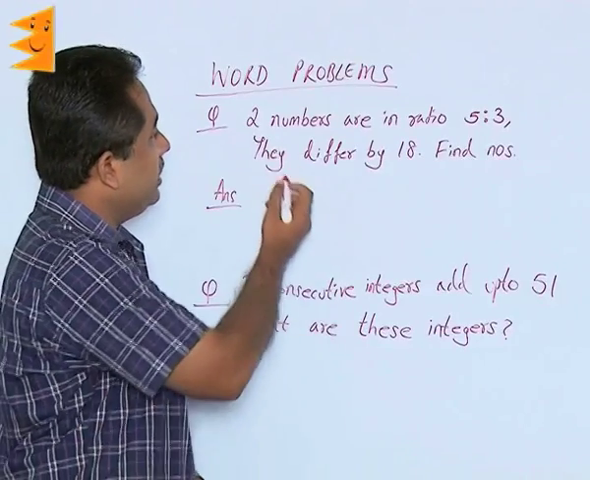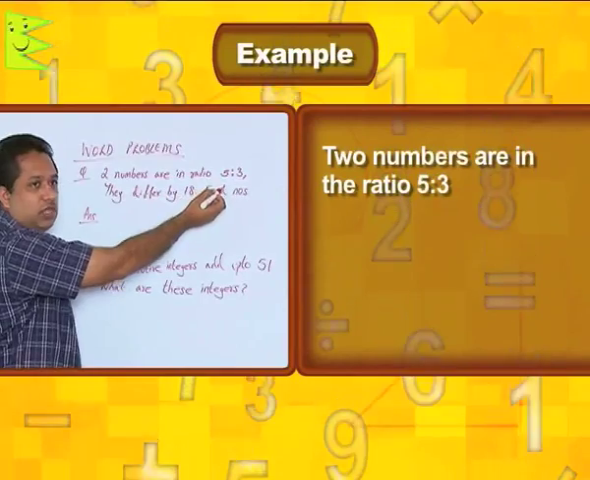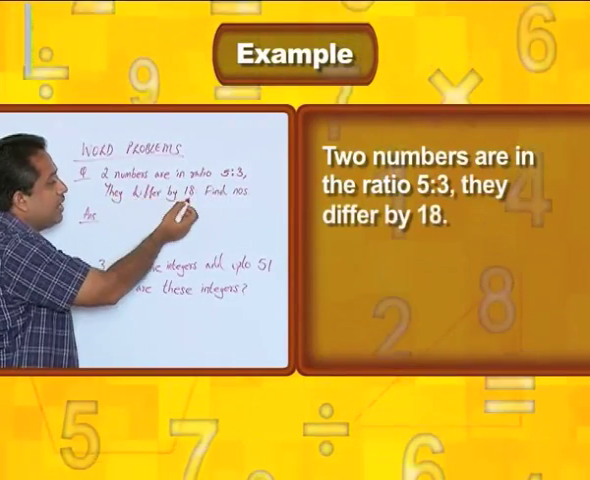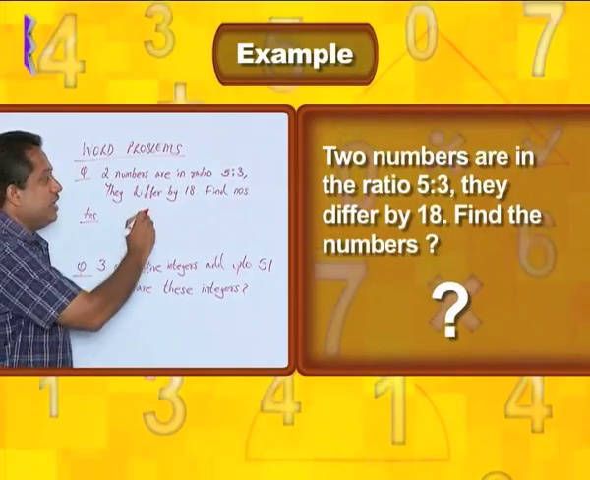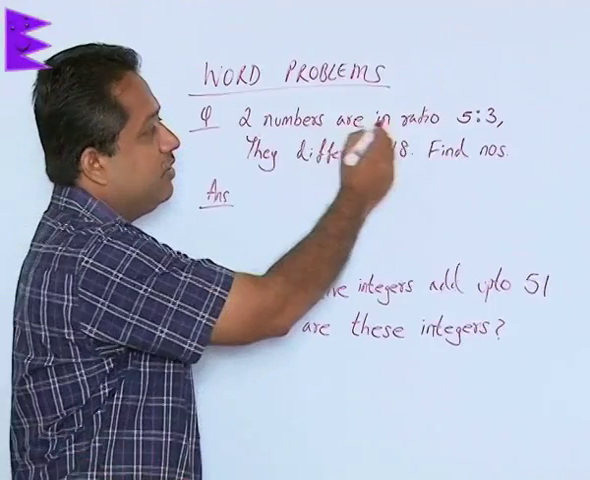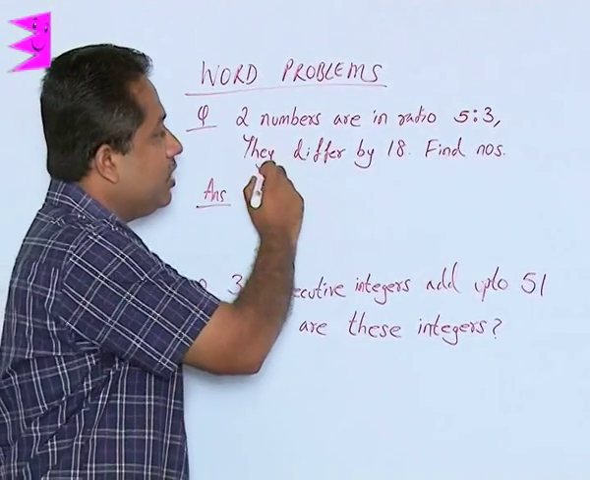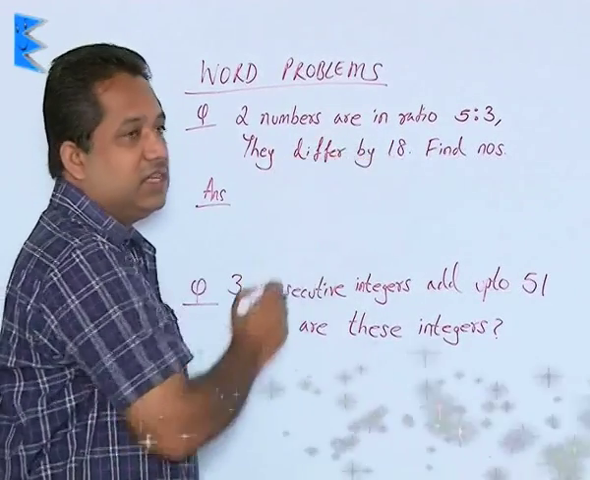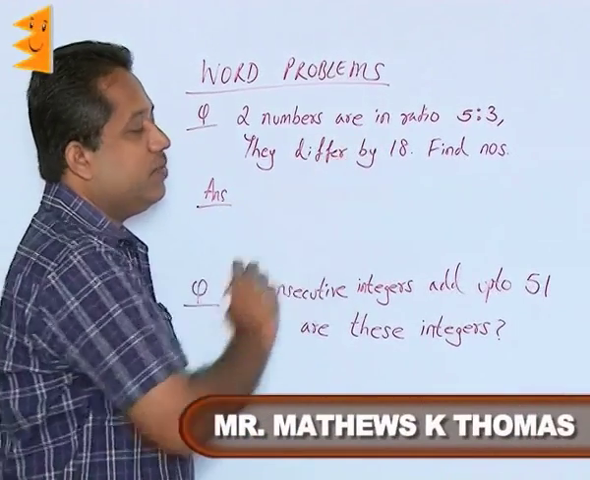So, here we find the first question: two numbers are in the ratio 5:3 and they differ by 18. Find the numbers. So, we have to find two numbers in which the ratio is 5:3, that is condition number 1, and condition number 2, the difference between them is 18. Difference means when we subtract the two numbers, the answer should be 18.